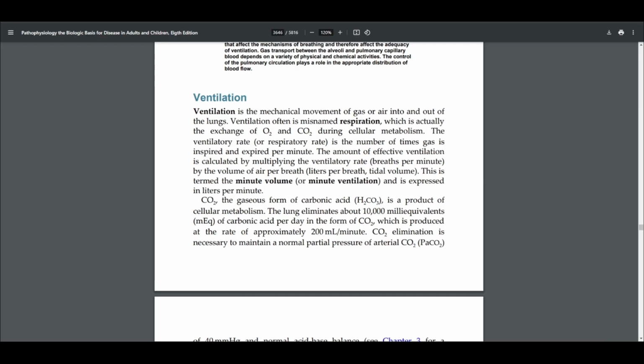Carbon dioxide, the gaseous form of carbonic acid, H2CO3, is a product of cellular metabolism. The lung eliminates about 10,000 milliequivalents of carbonic acid per day in the form of CO2, which is produced at a rate of approximately 200 ml per minute.